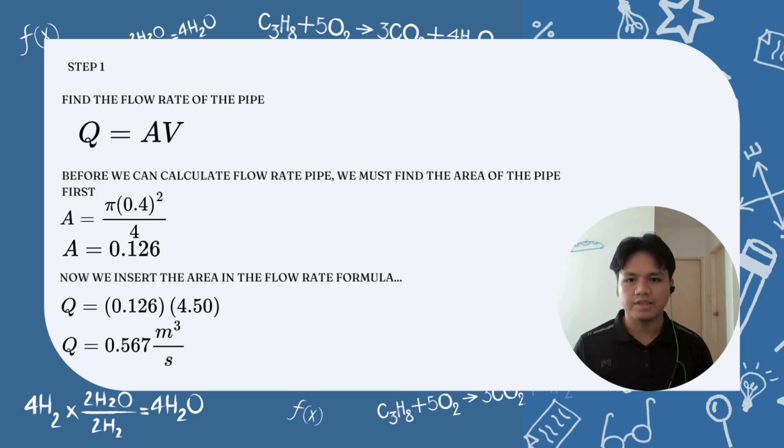Now, we insert the area in the flow rate formula. Q equals 0.126 times 4.50. The answer is 0.567 meter cube per second.